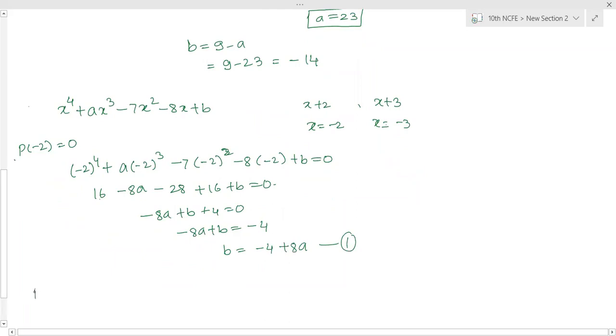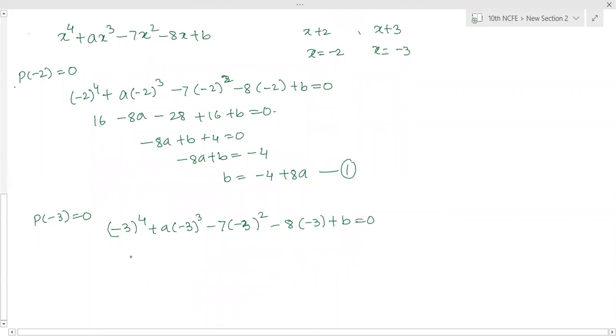And now substitute the minus 3 value. p of minus 3 is equal to 0. Minus 3 to the power 4 plus a into minus 3 cube minus 7 into minus 3 square minus 8 into minus 3 plus b is equal to 0. 3 to the power 4, 81. Minus 3 cube, 27, minus 27a. Minus 3 square is plus 9. Plus 9 into minus 7, minus 63. Plus 24 plus b is equal to 0.